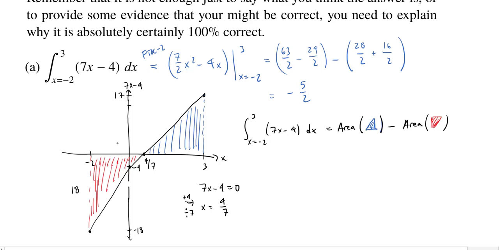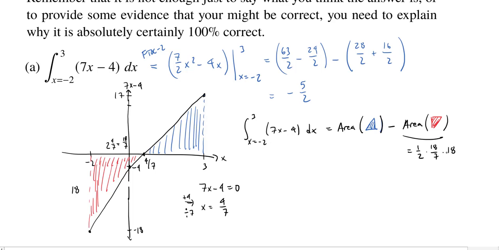So the base is, well, how far do you have to go? You have to go 2 to get back to 0, and then another 4/7. So this entire base is 2 4/7, or since we're no longer in elementary school, we maybe write this as an improper fraction, so that would be 18/7. Okay, so the area of this red triangle is going to equal 1/2 the base, which was 18/7, times the height, which is 18.